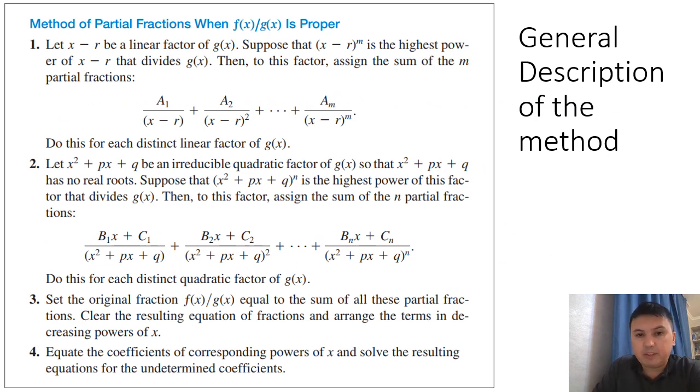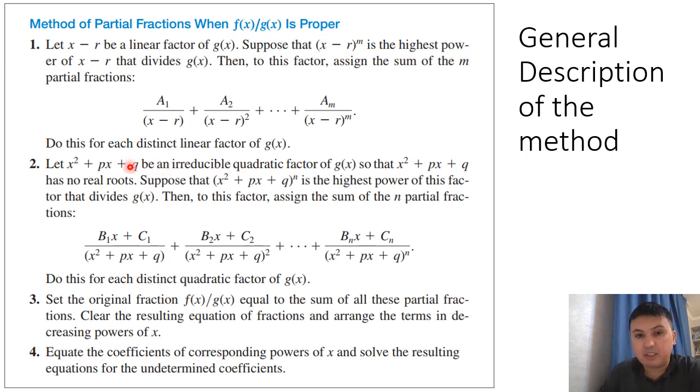So the general method is as follows. Let's say that when I factorize g of x, I got x minus r as a factor with some degree. It might be x minus r to the power m, where m is the highest possible power for x minus r. Then for the partial fractions related to this x minus r, I write a1 over x minus r plus a2 over x minus r squared, etc., up to am over x minus r to the m. So m is the highest power that occurred in the factorization of g of x, right?